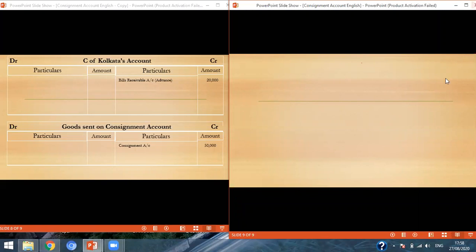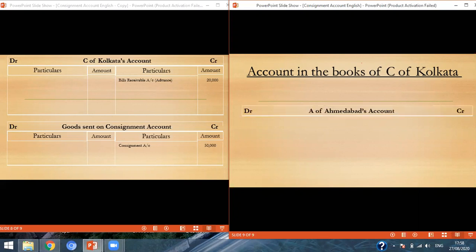Now in this sum, who is the consignee? C Limited. So the account in the books of C of Kolkata. There is only one account, and that is A of Ahmedabad's account. We all know the pro forma of account: debit, credit, particulars, amount, particulars, amount. So our account is ready. Now, it is just the reflection of C of Kolkata's account in the books of A. The entry will be reversed.